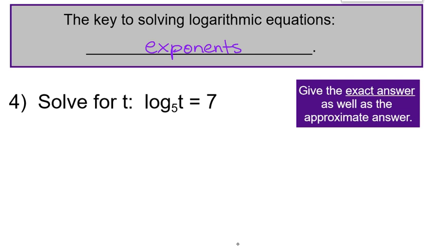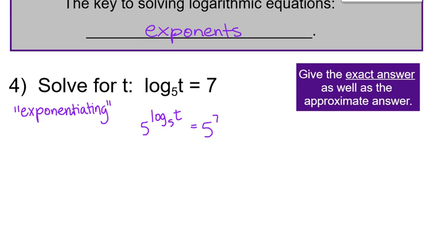Okay, so what I want to do is something that will undo a logarithm, and exponents will undo a logarithm. The process I'm going to use is called exponentiating. Exponentiating is where each side of your equation becomes the power on something. So notice we have base 5. Each side of my equation will be the power on 5. 5 to the left side of the equation equals 5 to the right side of the equation. We did the same thing to both sides, so we kept everything equivalent.